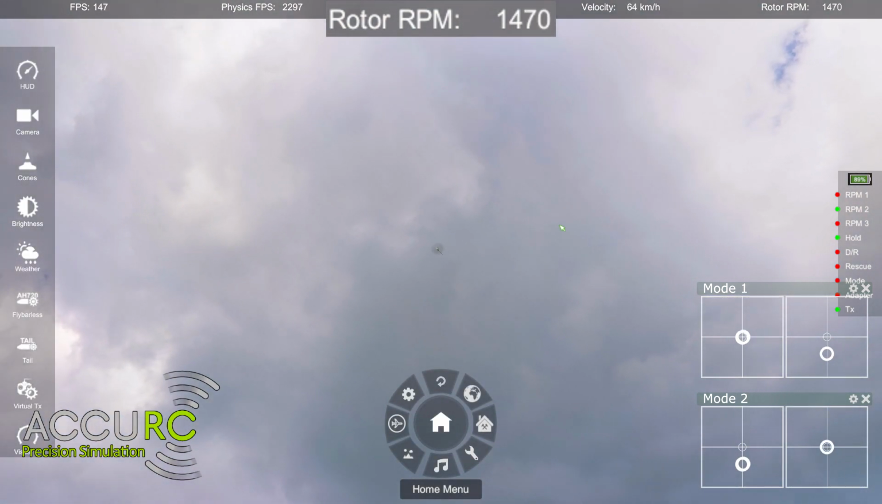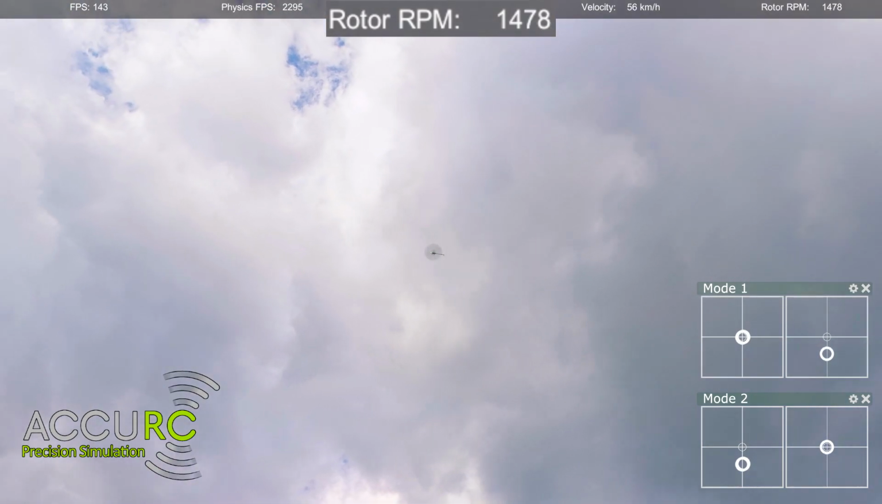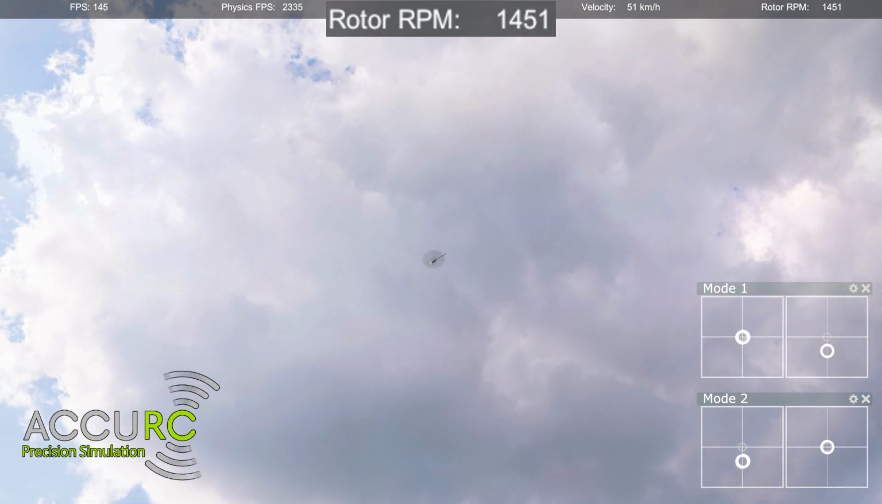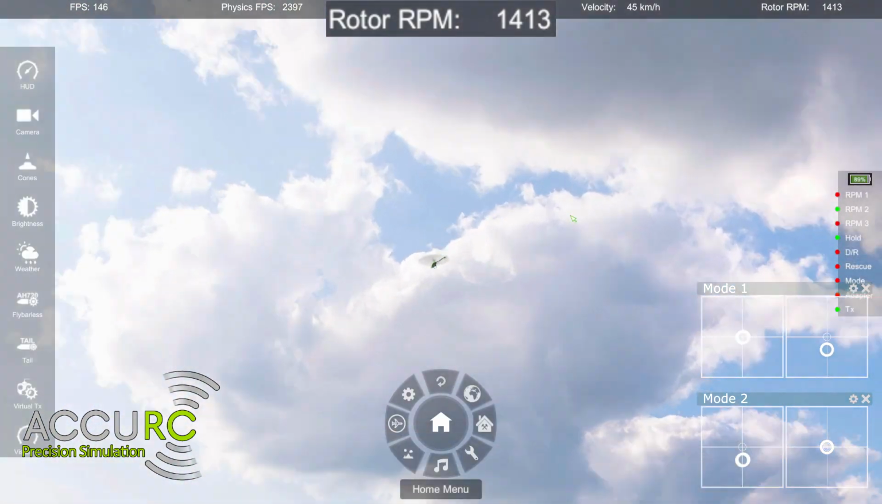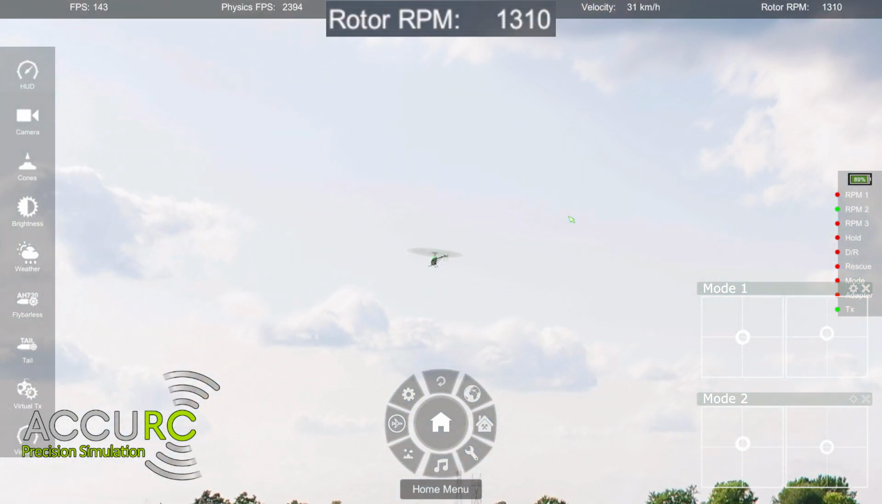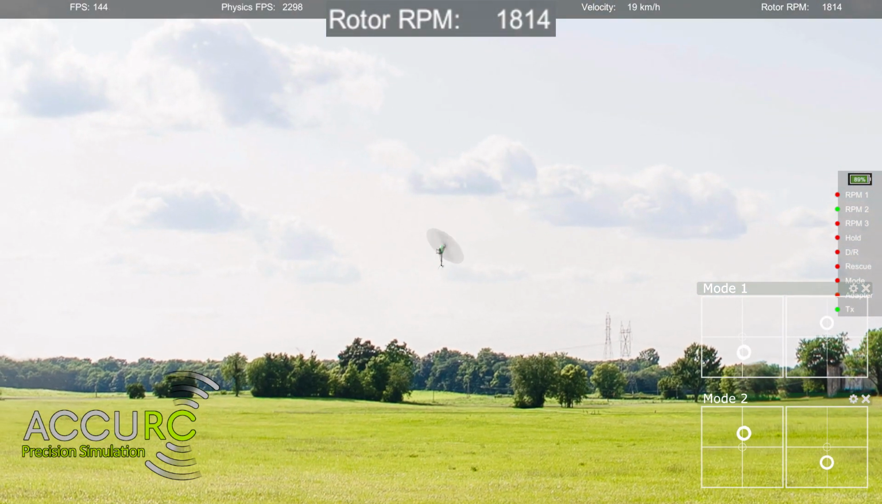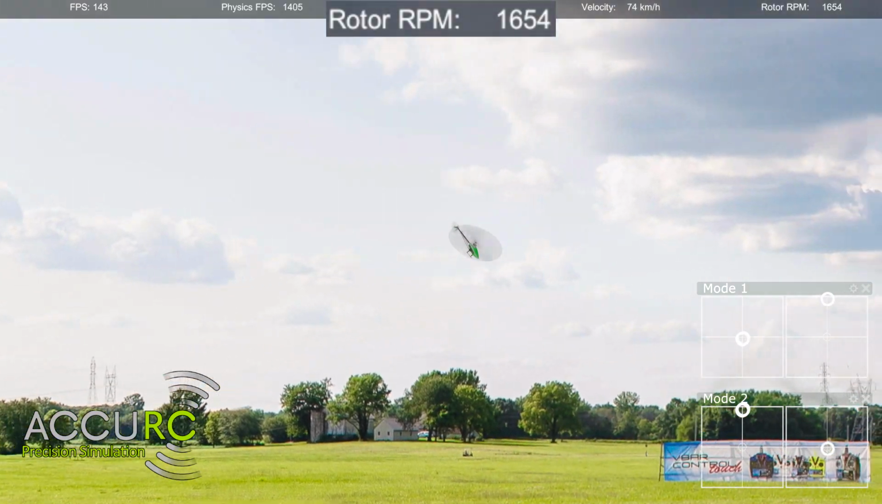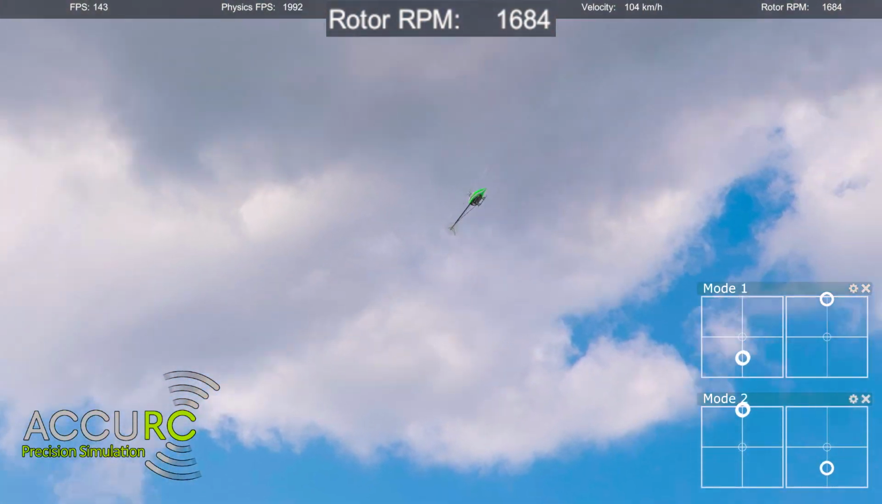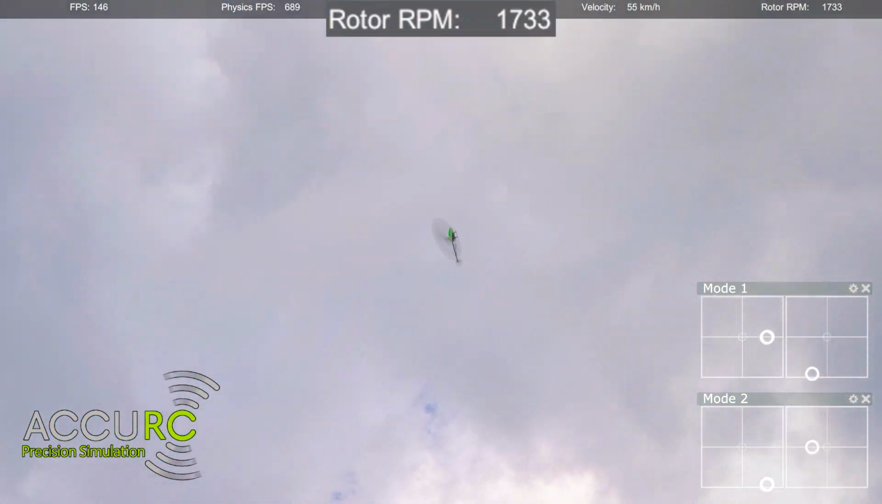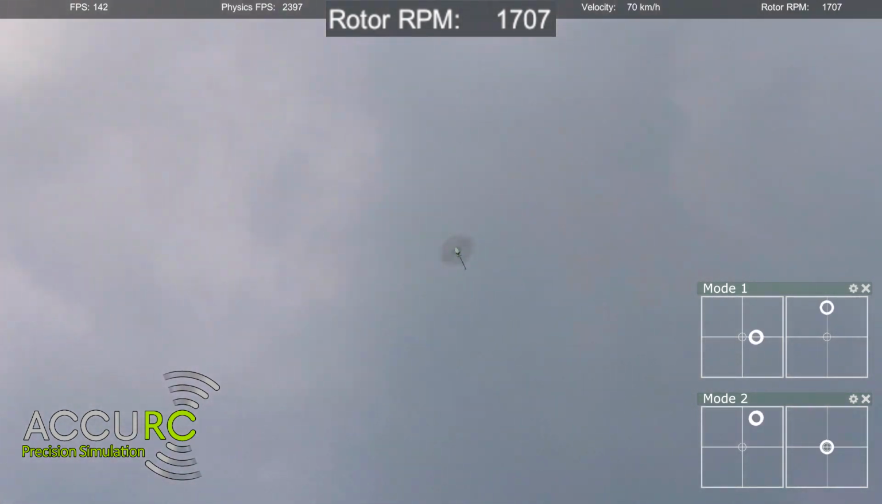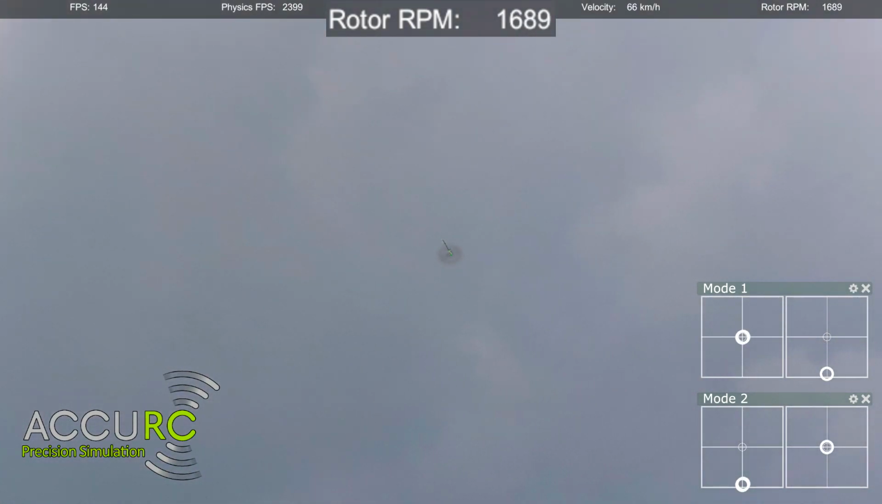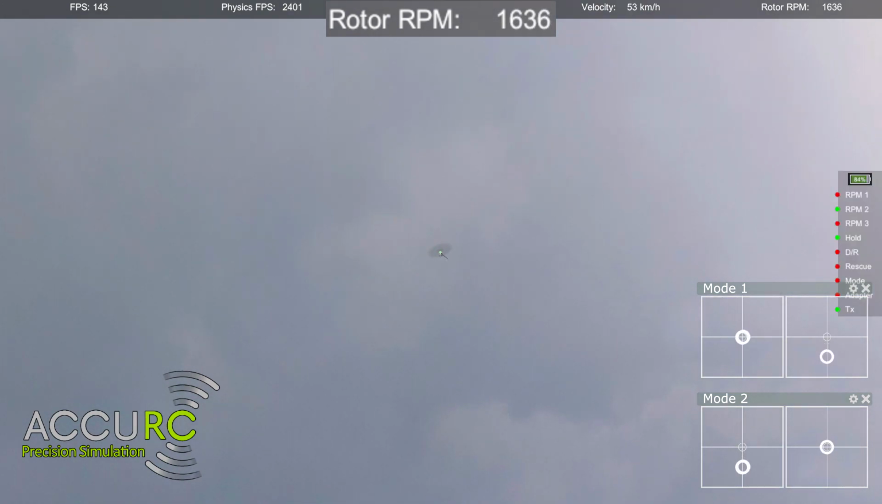Now we are in steady state auto rotation. So the rotor is stabilized at like 1400 RPM and the helicopter is sinking. That phase can vary with your forward speed and your airspeed and your collective setting, but generally just dropping the collective a bit with some forward speed is enough.